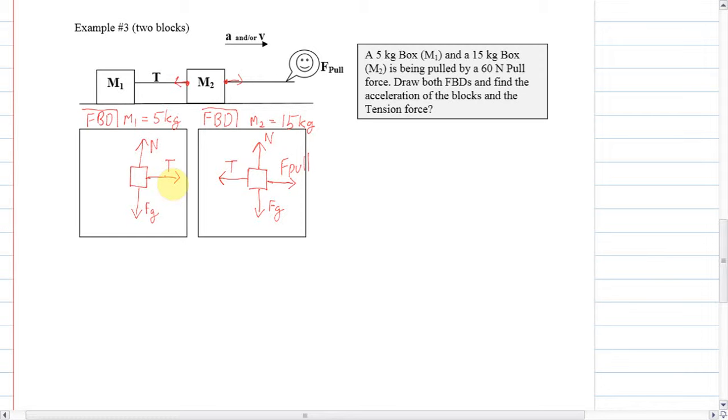Now, we find the acceleration of the blocks in the system and the tension of the force. So we start off with the system. So because I'm starting with the system, I'll write down the word system. So the mass of the system is 20 kilograms. There's a pull force on a system, and that's 60 newtons.